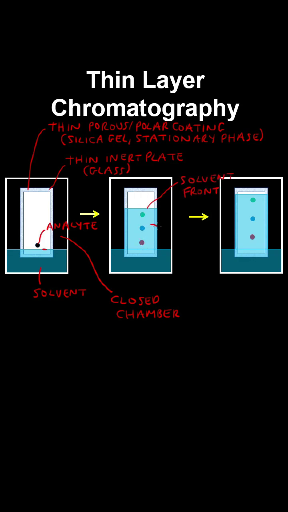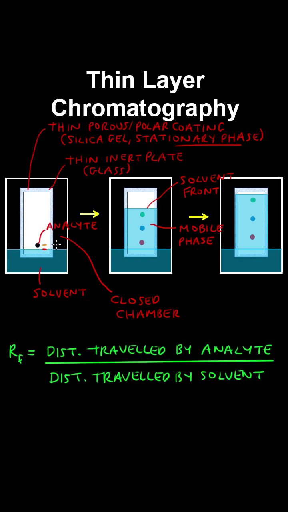And this solution with the separated components is the mobile phase. So in this case the red component is the most polar because it's attracted most to the polar stationary phase. And again, using the retention factor and taking the reference point, we can make these measurements where the least polar pigment has the highest retention factor.